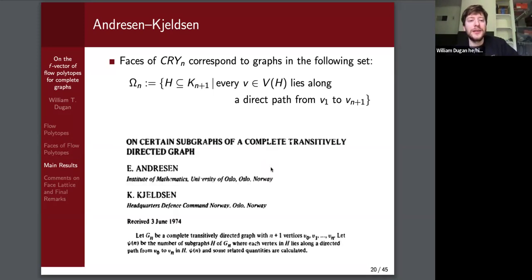But it turns out we weren't the first people to get here. This exact set has been studied before in a completely different context. This is a paper by Andresen and Kjeldsen in 1974. They studied exactly this set. In fact, I used omega because this is their notation. They enumerated it and did many different things, computing generating functions and recurrences, etc. But they weren't working on polytopes. They were working in automata theory.